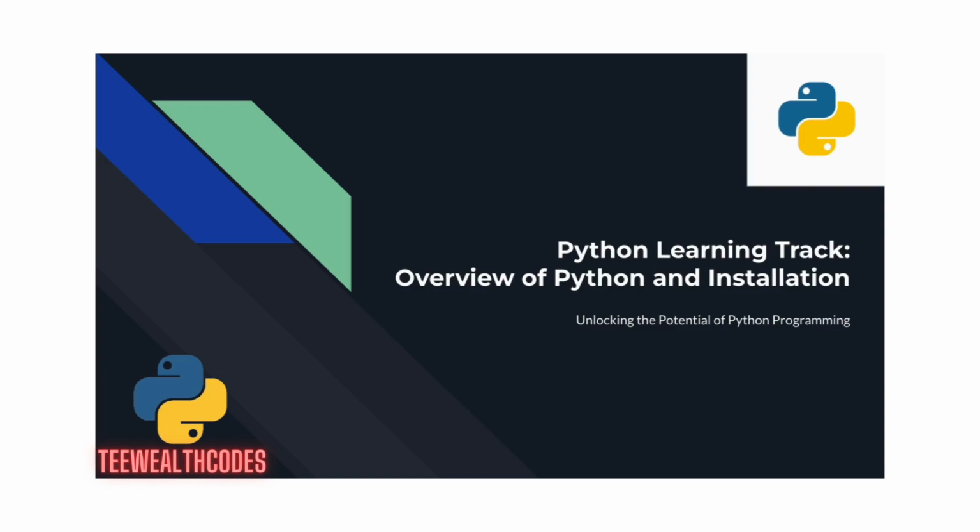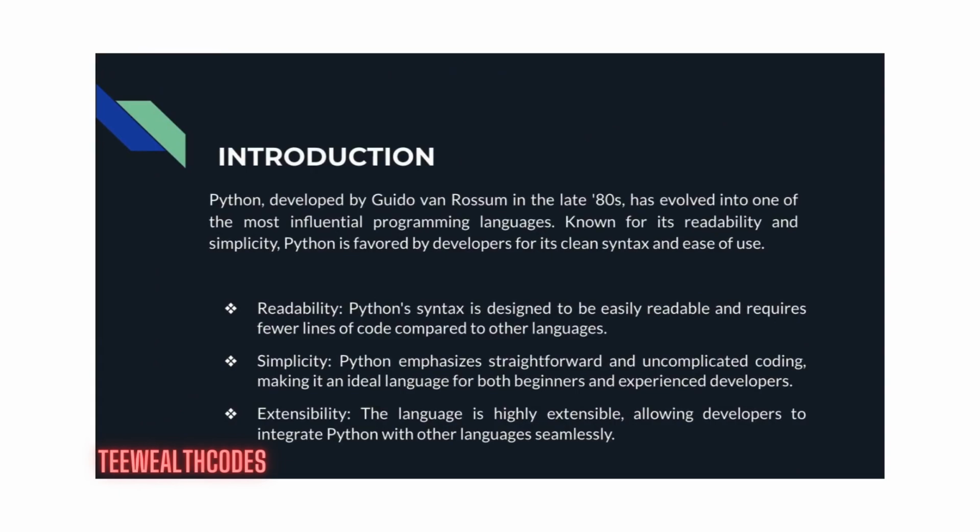Now, what is Python basically? I don't want to bore you too much with the history of Python, blah, blah, blah. But you can see that Python was developed by Guido van Rossum in the late 80s, and it has evolved into one of the most influential programming languages, known for its readability and simplicity.